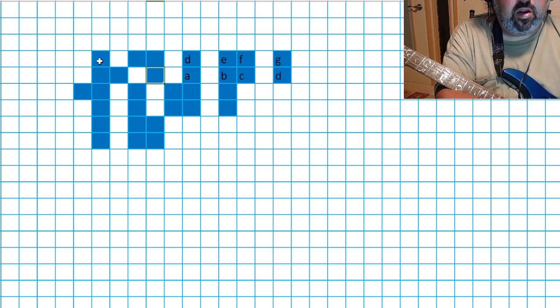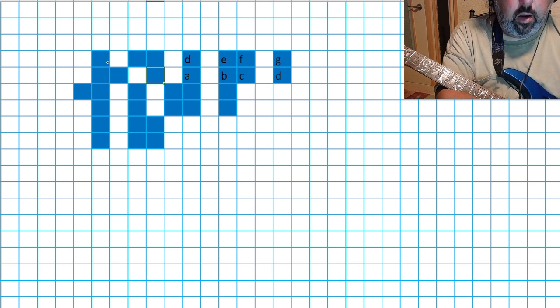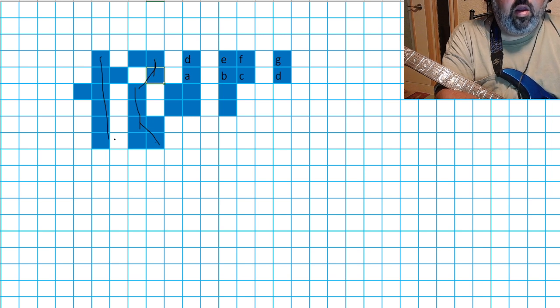So you can see here we've got that original pentatonic shape here. We've got it here, here, and here, and here, right? And so we have another pentatonic shape that's going to take place.